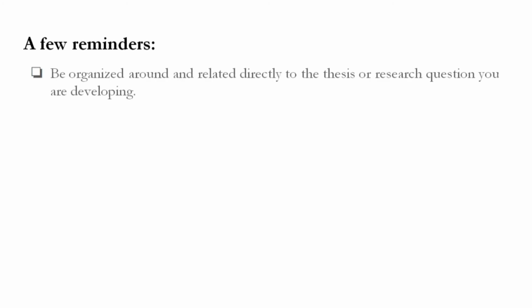A few reminders: be organized around and related directly to the thesis or research question you're developing. This is really critical. You do not want just a list of every paper that's related to your research question. You don't just want a list of every paper in your area. You want it to be crafted in a way that, as we said, goes through the three steps. One, describes how your research question relates to the literature. Two, what are the benefits of answering your research question?